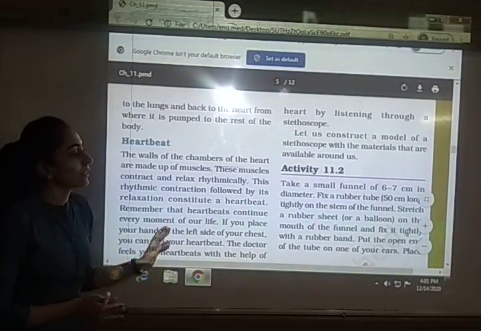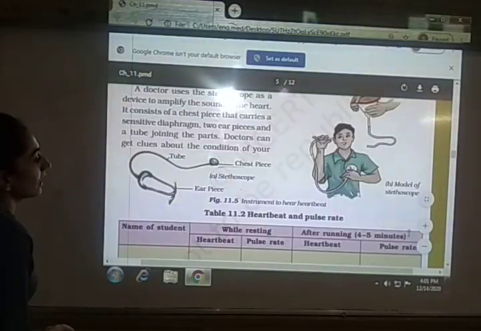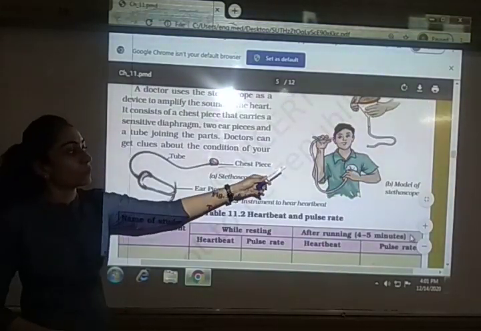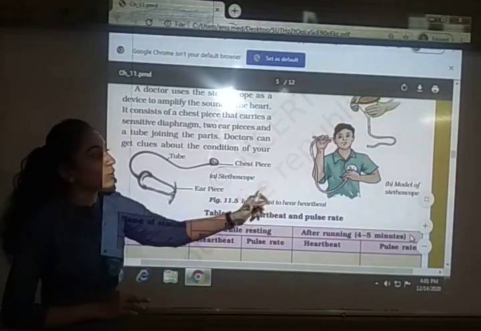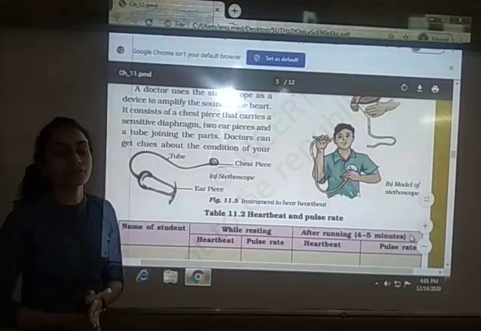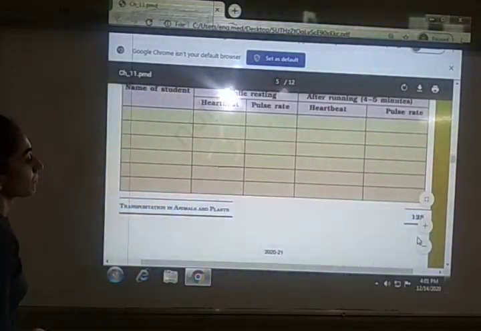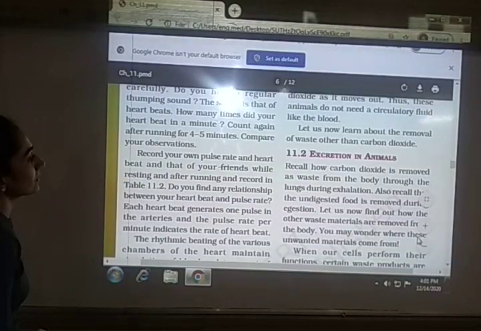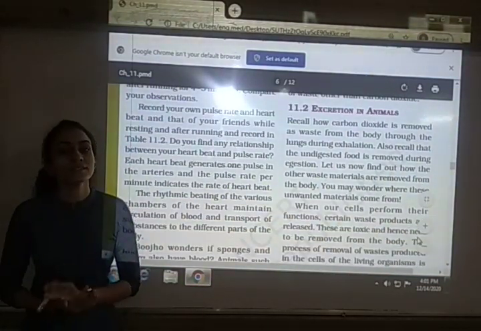Then after, we had seen about the heartbeat, and what is the relation between heartbeat and pulse rate. We had also seen the homemade model of the stethoscope using materials which are already around you, and how to measure the heartbeats. So these are the things we had seen in the last video, that is the circulatory system.